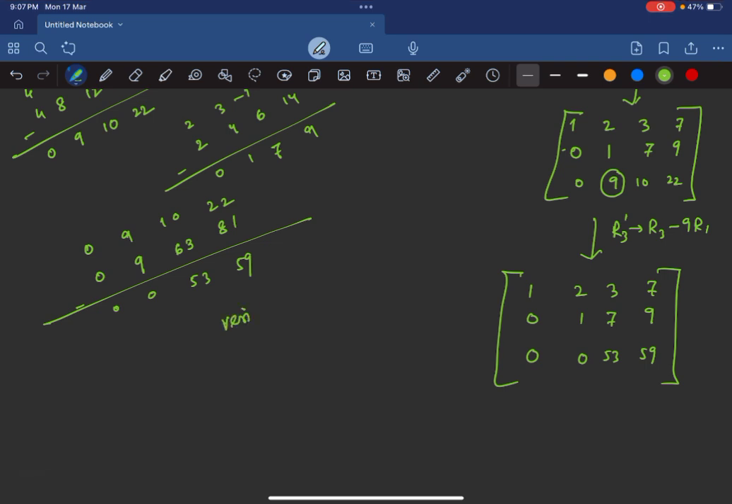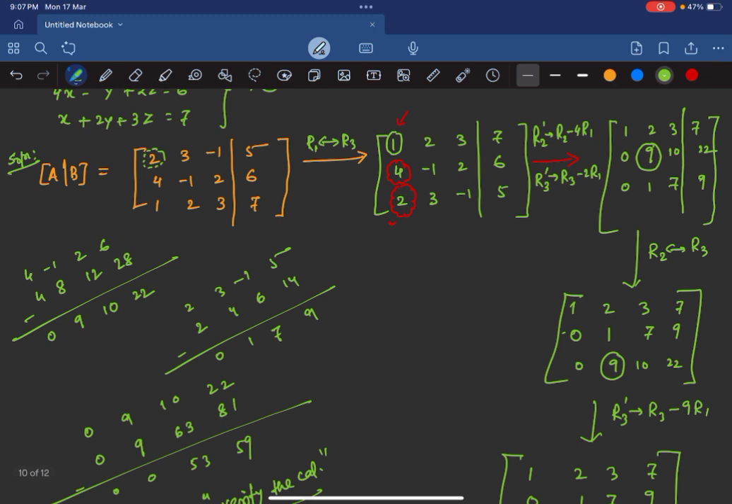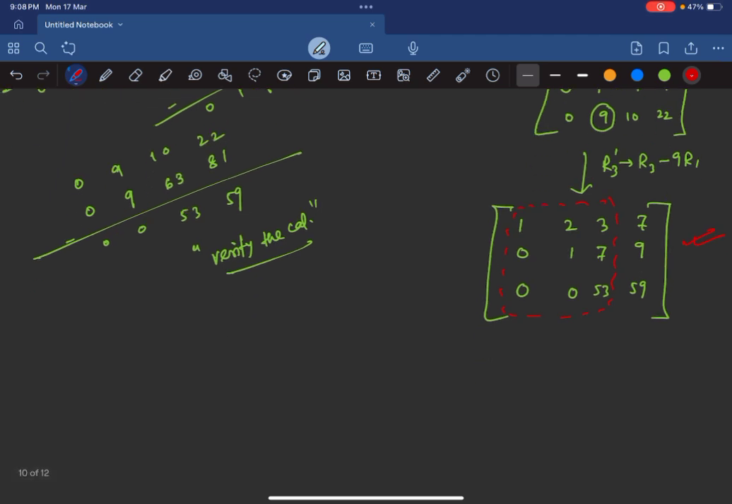So anyway, verify the calculation. Starting from this step onwards, you just check the calculation. But the thing is, here you can see this part is from the A matrix, and as a whole this is from A augmented B. So from this part only you can decide the rank of A. Rank of A is 3.